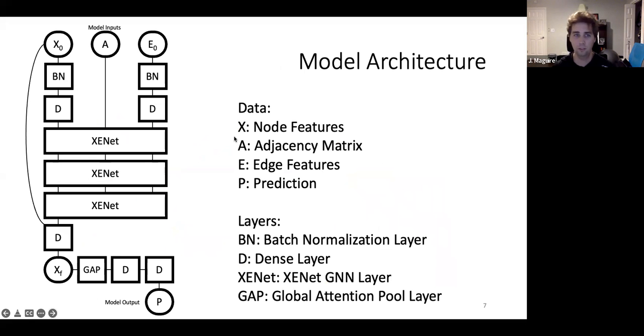Again, we can gloss over this if you're not as interested, but I always like to see this when people present. Our model is entirely a graph neural network. Graphs have X tensors, which show the node features. Circles are data, and squares are layers. The input data is an X tensor for node features, an adjacency matrix, and edge features. Then the output data is the prediction.